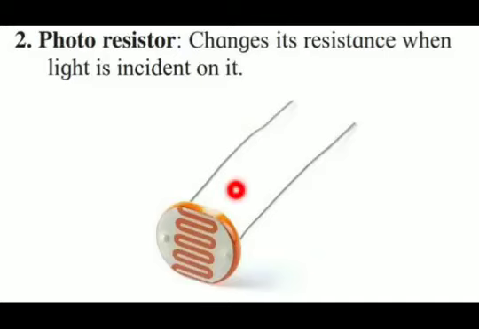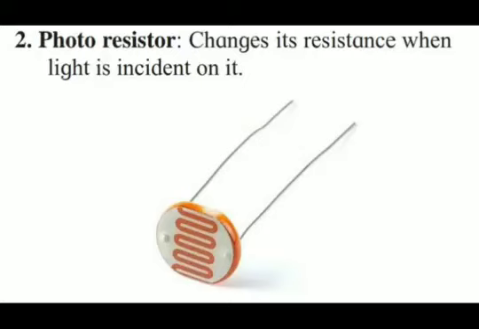That means this is the image of a photoresistor. So when light falls on the photosensitive surface, in other words it exhibits photoconductivity.